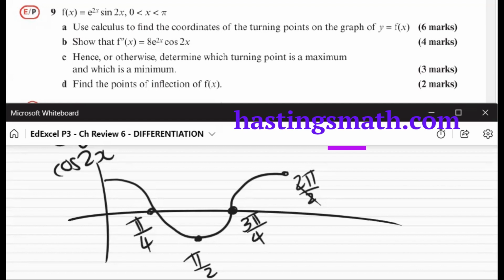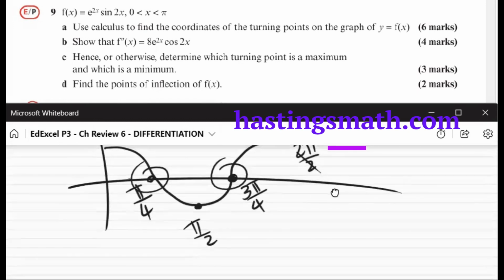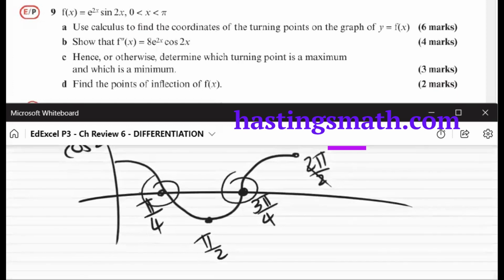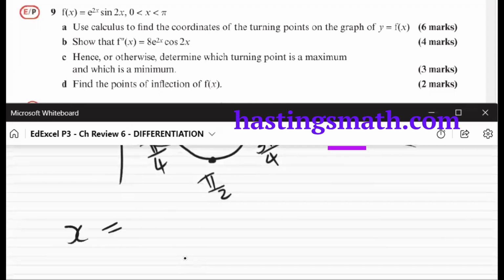And we want where it's equal to 0. So we want here and here, and just check that it answers the points of inflection. Those are our x's. So when x is pi over 4 or when x is 3 pi over 4, those are our x's.